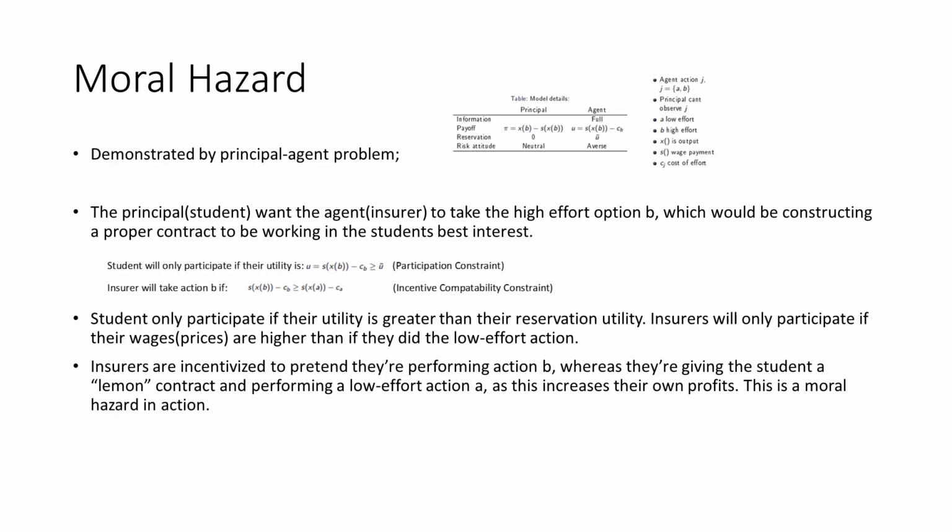Moral hazard is where one agent's actions affect the outcome for all other agents. The table shows a principal agent model that we can relate to the student insurance market. The algebra shows that students want insurers to do a specific action, B. The conclusion from this is the student participates if their utility is greater than their reservation utility, and the insurer does if their wage is greater than the wage for them performing the low effort action. This incentivizes insurers to pretend they're performing action B whilst actually doing low effort action A. This is clearly moral hazard in action.